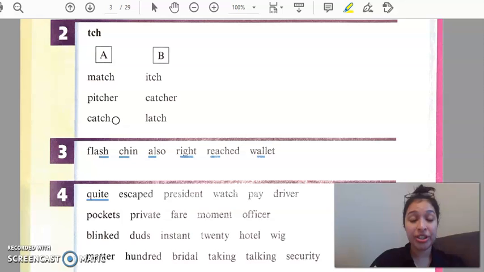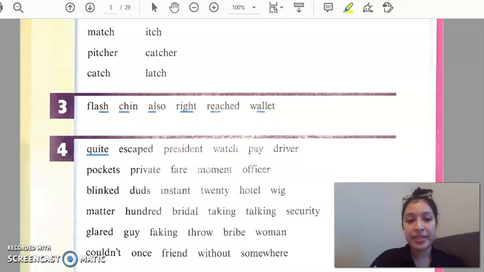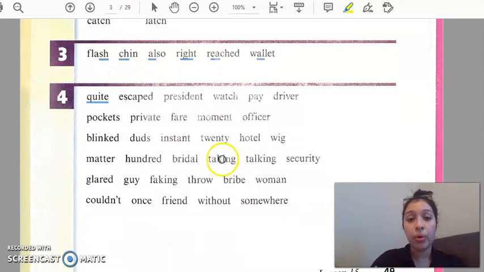Next sound. What sound? Yes, catch. So go back to box A, say all the words, and then go to box B, say all the words. Remember for the next part, part 3, we say the underlined part and then the whole word. So go ahead and say underlined part first, then whole word.